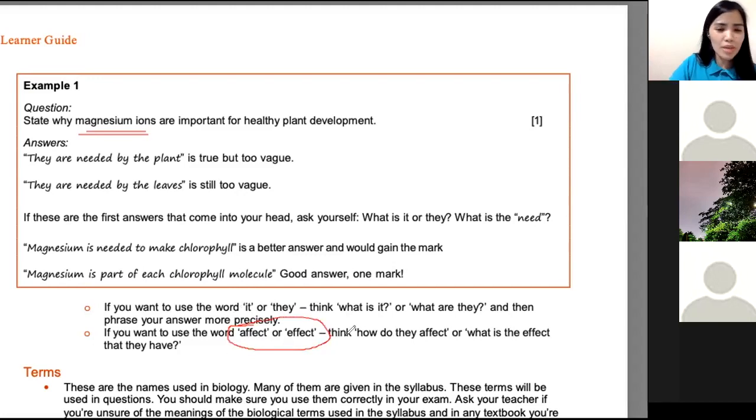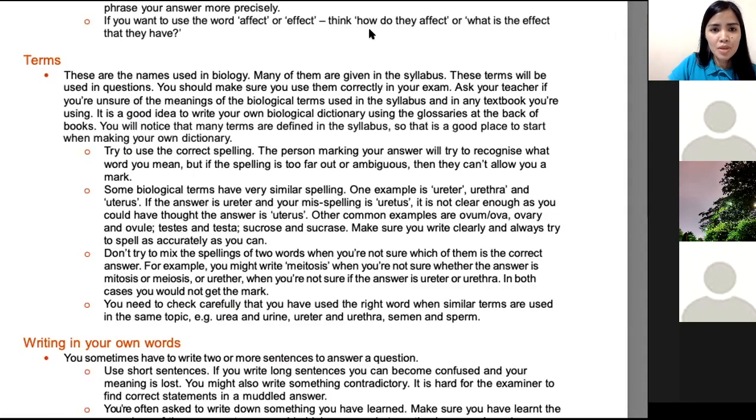So again, do not use these terms. Or if you really want to use those terms, do not stop there. Like, it affects the plants or this will affect the plant. You have to explain more. What is the effect? How did that affect the plant? Do not stop there. You are required to use the correct terms. Yeah, correct scientific terms, correct biological terms. Most of them are in the syllabus. So please read the syllabus, guys. Again, it's in the file folder of your channel.